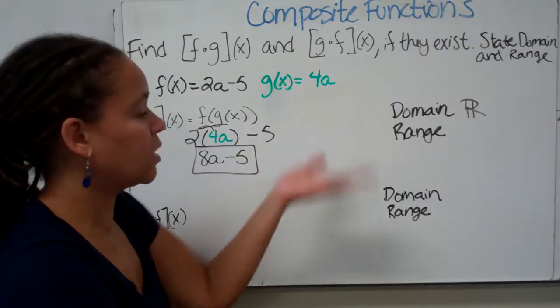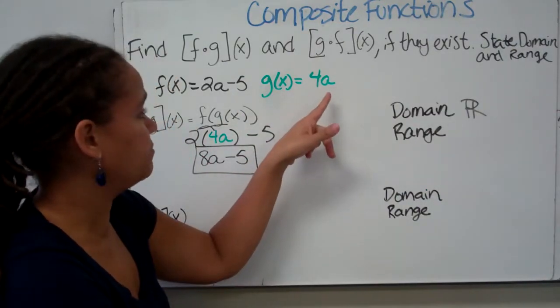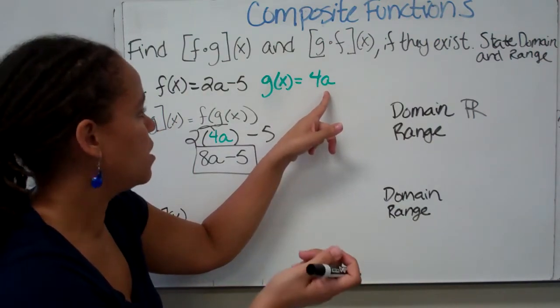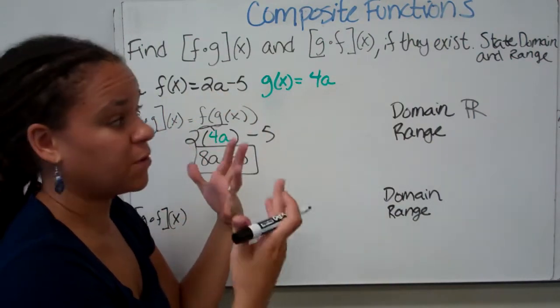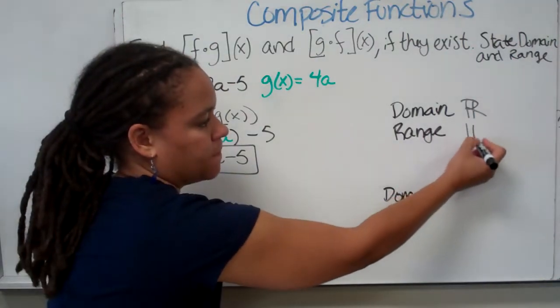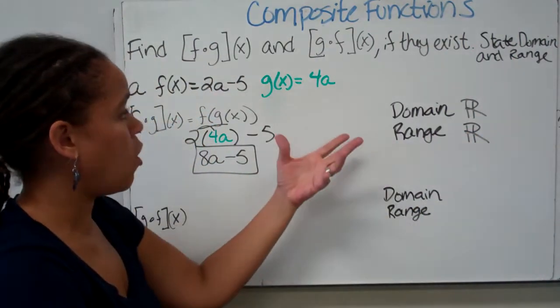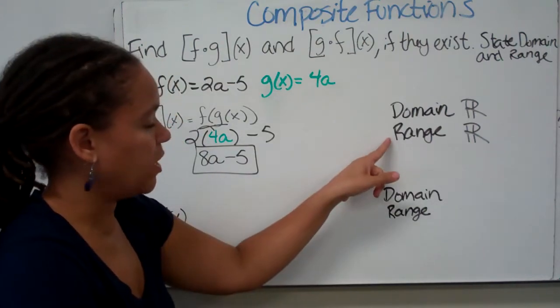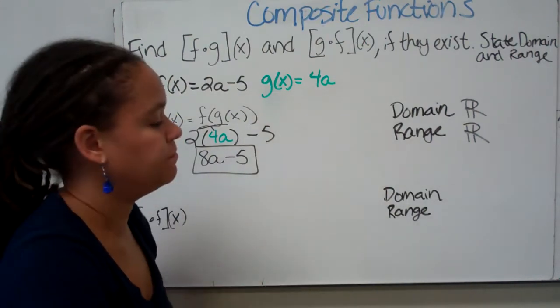The range is what can come out of here. Well, if I plug in any number for a, I could plug in a positive number, a negative number, 0. I can get a negative number, a positive number, 0. I can get anything. So my range is all real numbers. This is saying what y's could come out of this. That's what range looks for, and what x's can you put in.